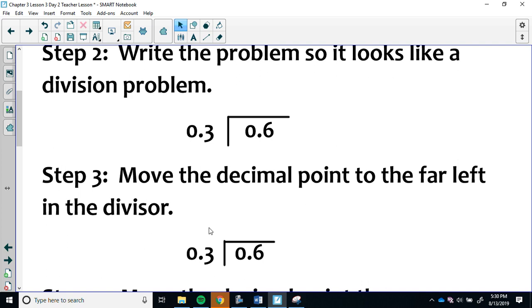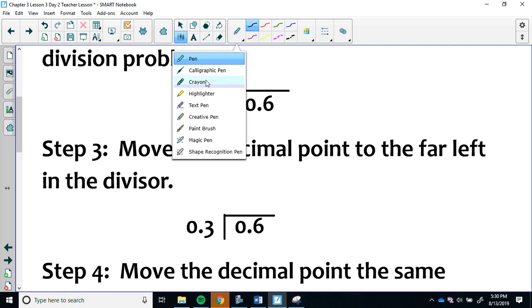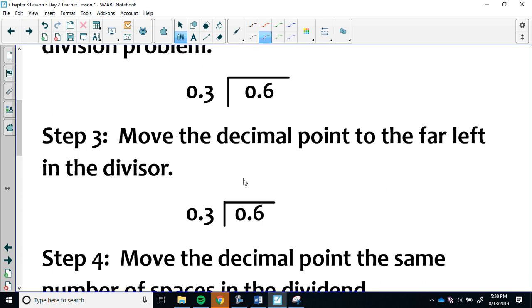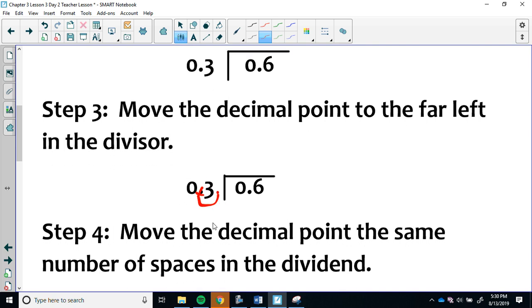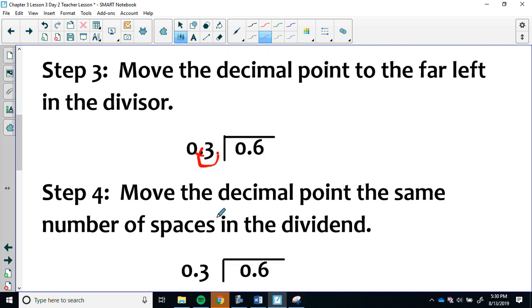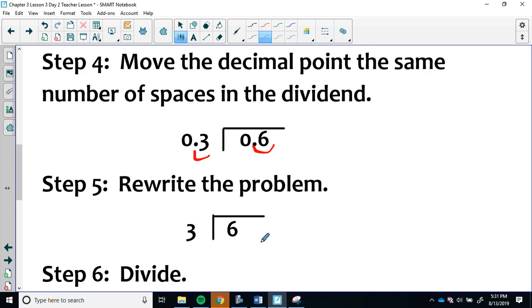In the divisor, 0.3 is the divisor, we're going to move the decimal to the end. So I'm going to simply take it and move it right there. That means it's gone from there, and that means it's now at the end. Move the decimal point the same number of spaces in the dividend. So if I move it one place here, I have to move it one place there. And then we rewrite the problem: 6 divided by 3.